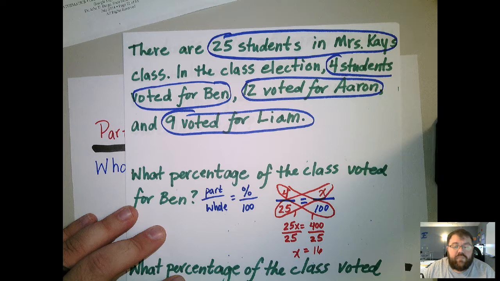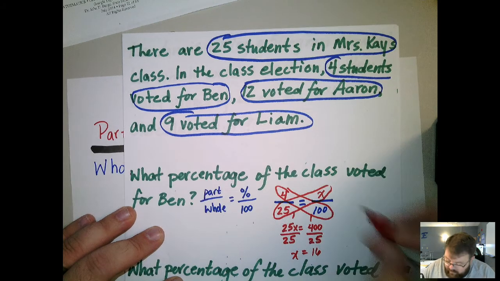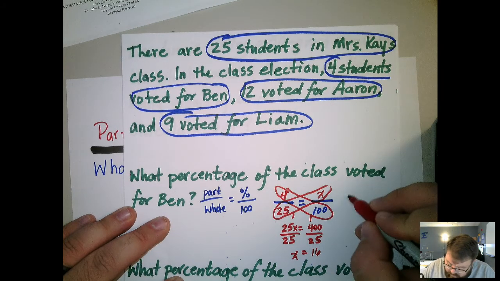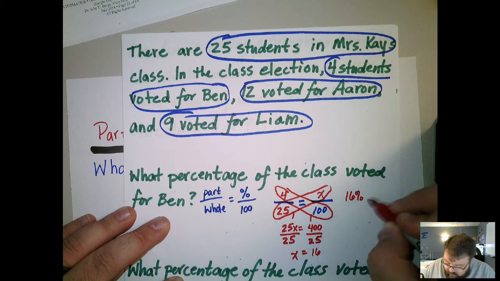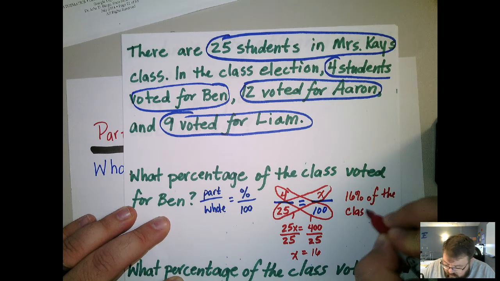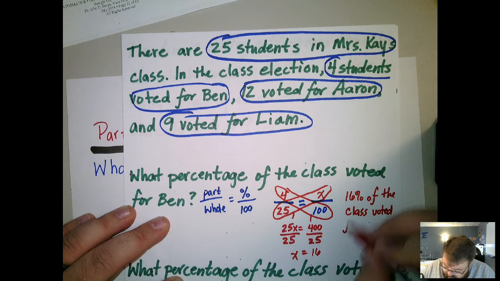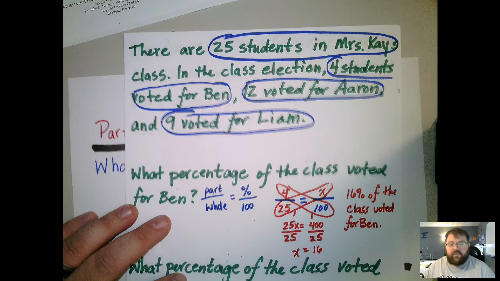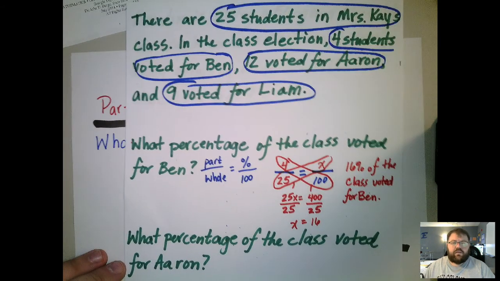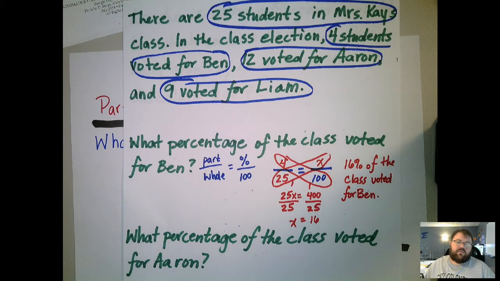Now, what does it mean? It means that 16% of the class voted for Ben. Okay? Now, what percent of the class voted for Aaron? Pause the video and answer the question.